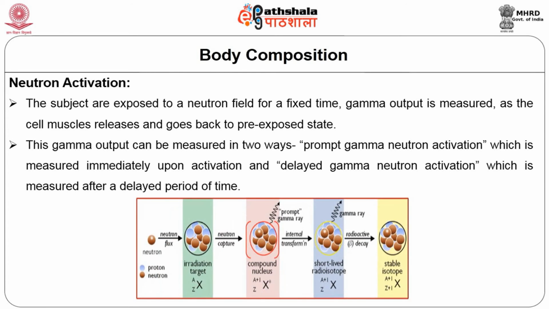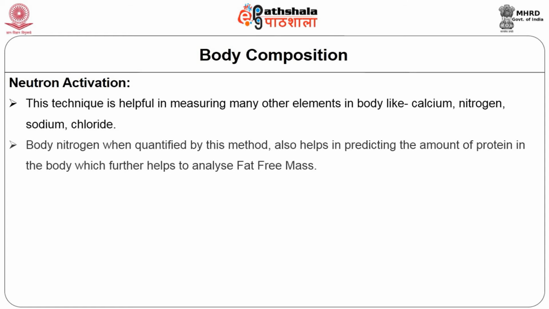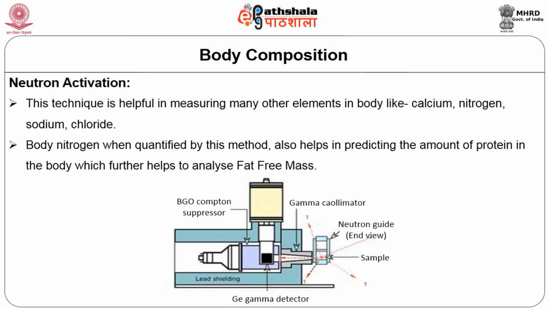This gamma output can be measured in two ways. Prompt gamma neutron activation, which is measured immediately upon activation, and delayed gamma neutron activation, which is measured after a delayed period of time. This technique can be helpful in measuring many elements of the body like calcium, nitrogen, sodium, chloride. Body nitrogen can be quantified by this method. It also helps in predicting the amount of protein in the body, which further helps to analyze fat-free mass.